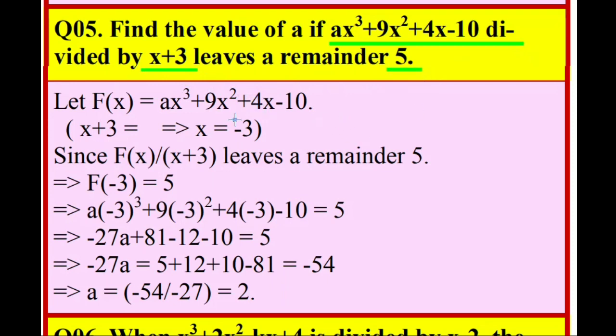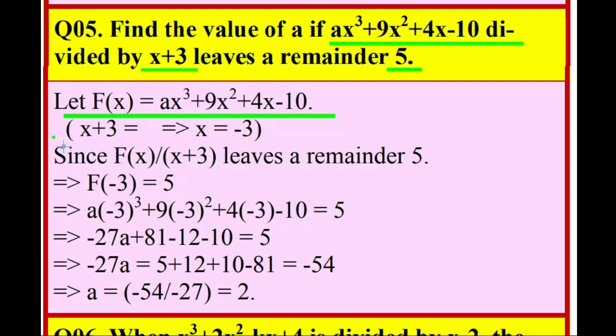Here the same way we assume the whole polynomial taken as dividend is f(x), and again the same process is there: the divisor x plus 3 has to be 0. I missed writing the 0 here, and in that case the value of x becomes minus 3. Now we take the help of the theorem.